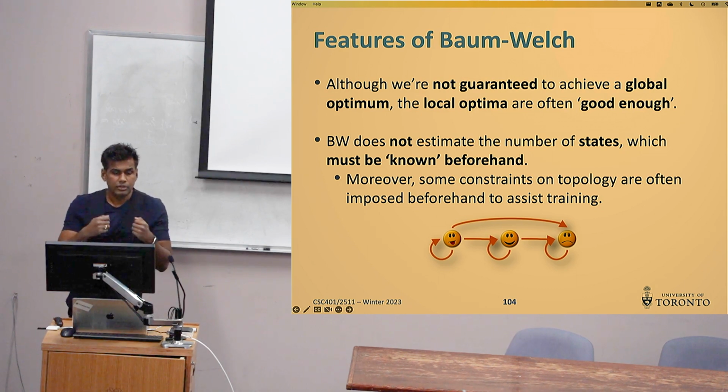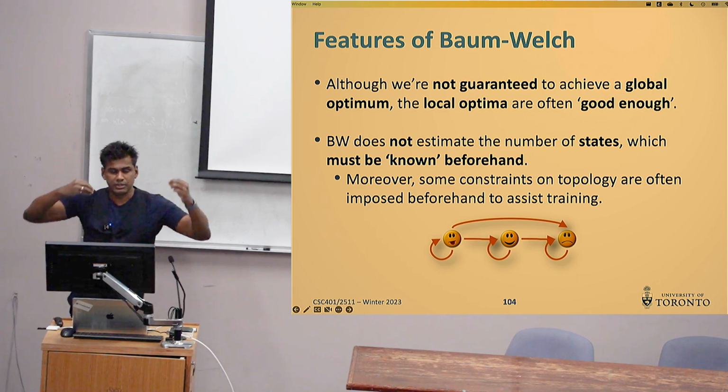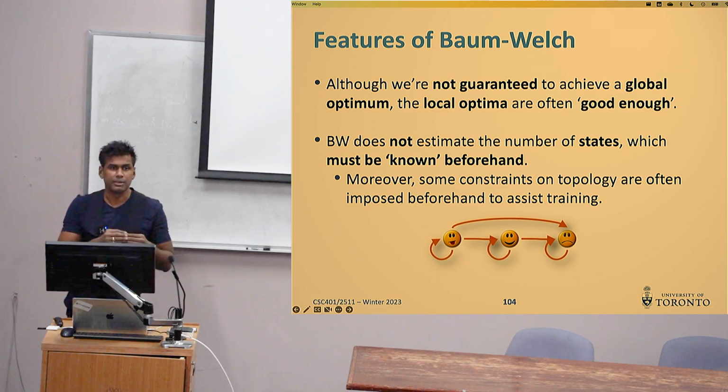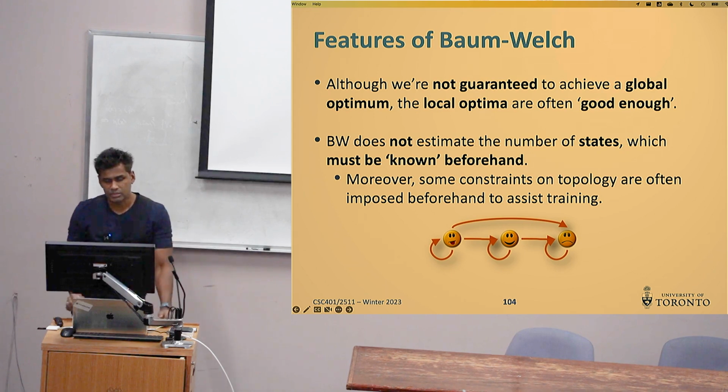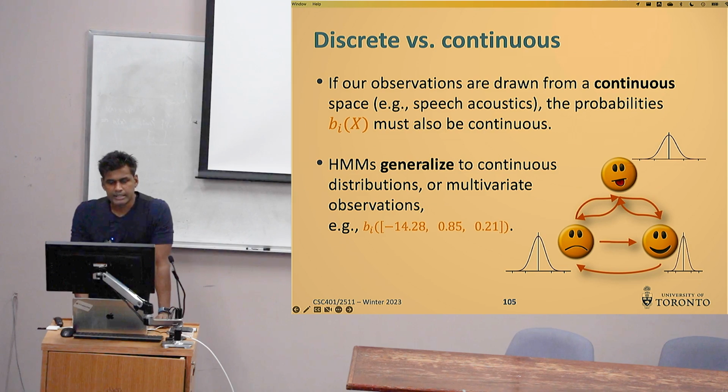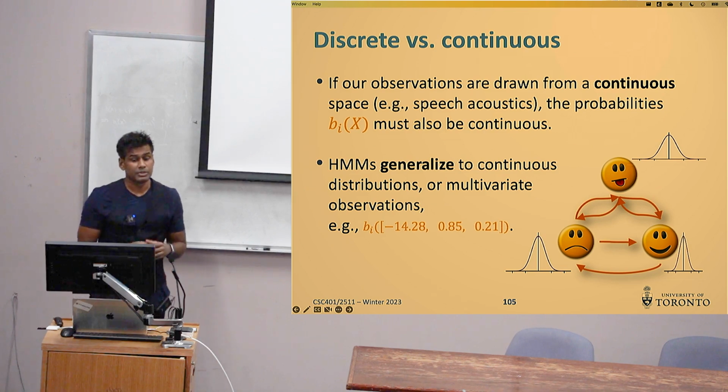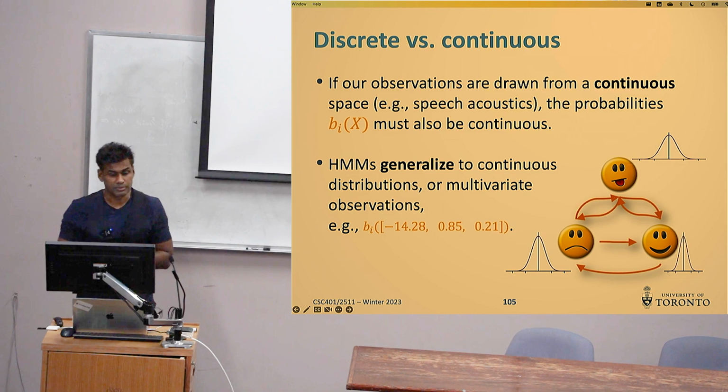However, we can introduce some constraint over the topology of the state transition, as you have seen in the previous running example with the sad, disgusted, and happy states. So you assign some transition probabilities to put constraints on the non-stationary underlying hidden states. And this HMM generalizes to continuous domain problems as well.